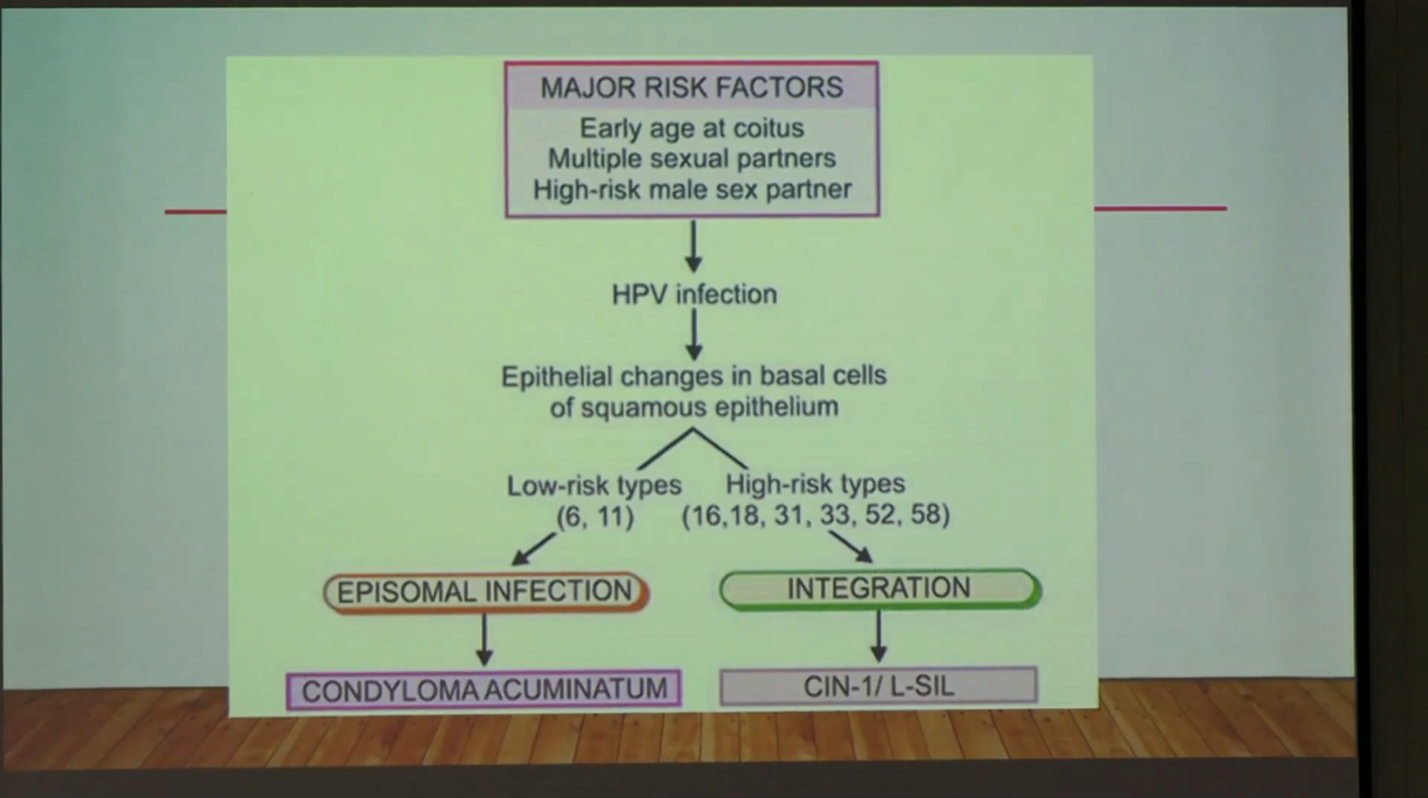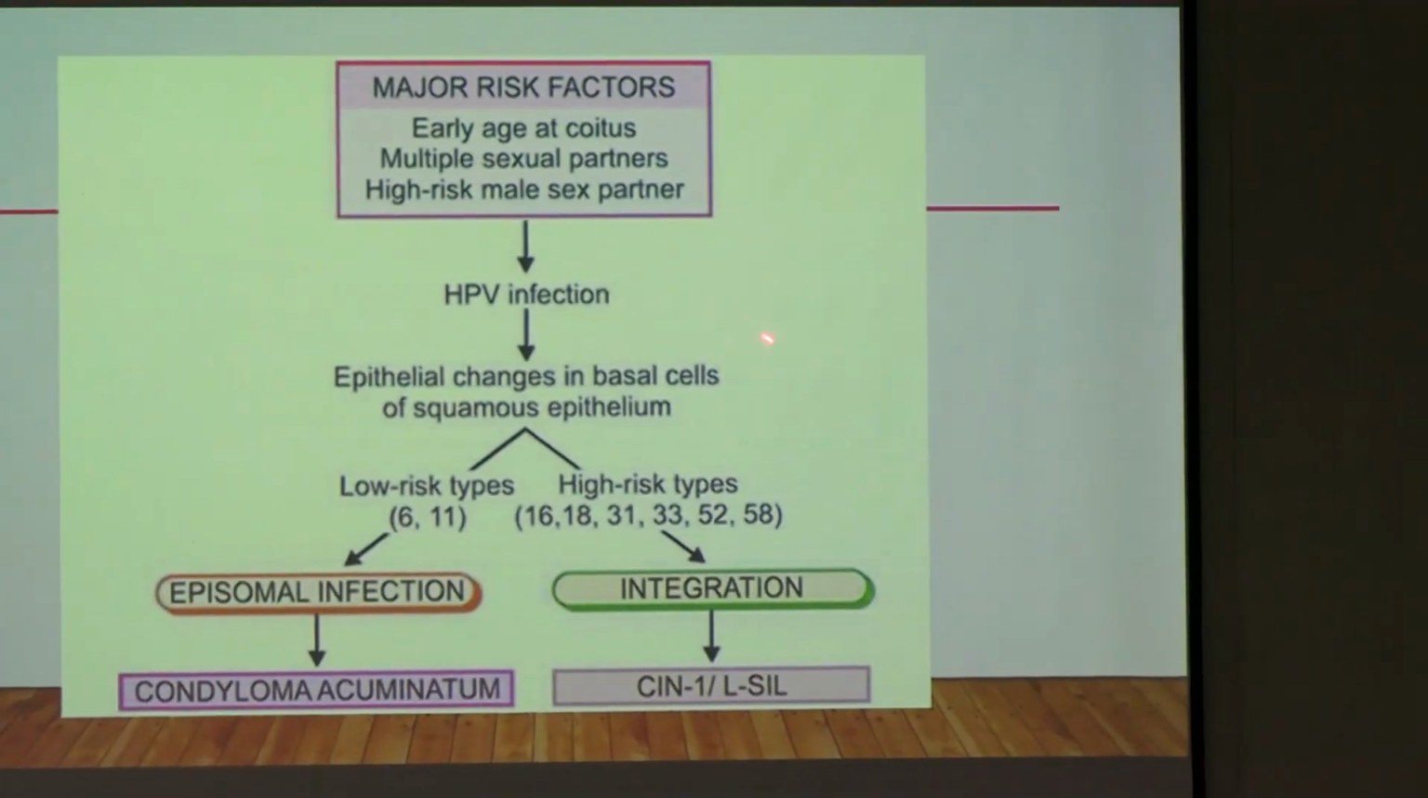So this is your ultimate flow chart that is important. First, there are major risk factors. If a question on pathogenesis comes, then you write this. Okay, this is from Robbins. After the HPV infection, high risk types, mostly 16 and 18, there will be integration, and first there will be a low grade pre-malignant lesion.